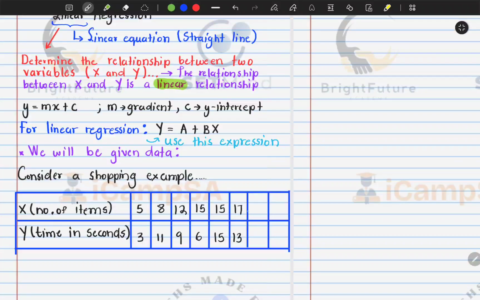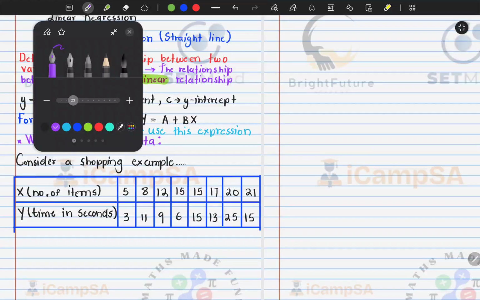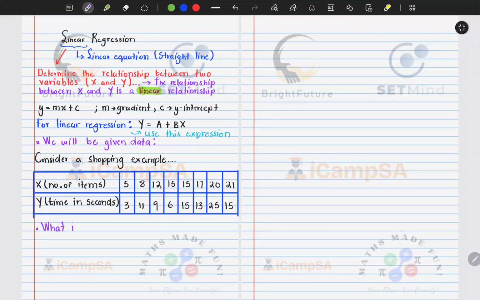Then there's another set of 20 items, and for these 20 items they take 25 seconds. Then they pick up 21 items, and for these 21 items they take 15 seconds. So what we want to ask ourselves with linear regression is, what is the equation that describes the relationship between x and y?